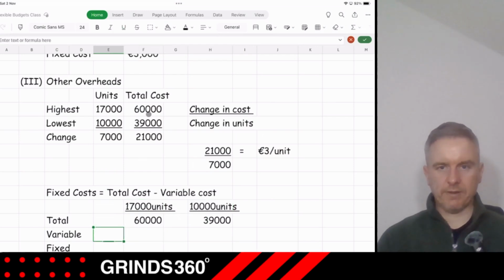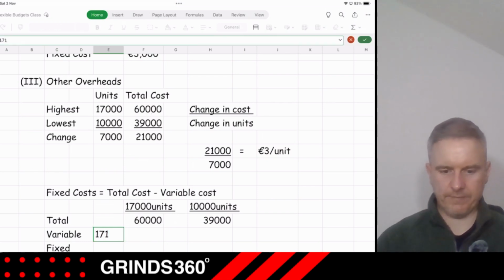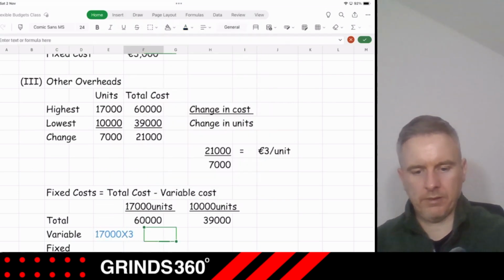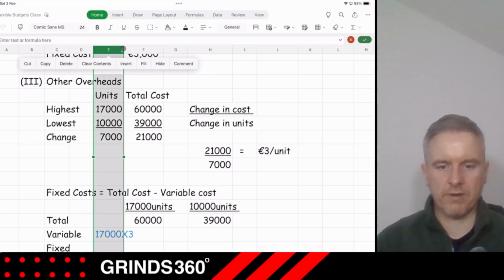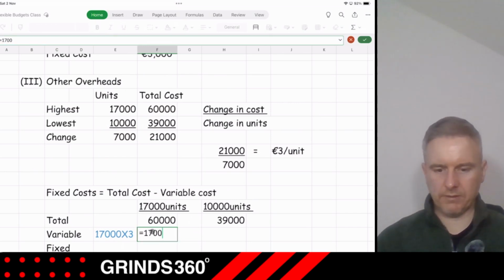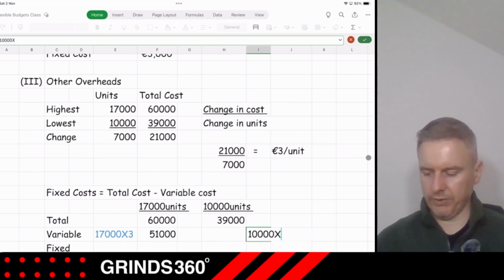How am I going to get the variable then? So what did we do? We multiplied the total number of units, so 17,000 units, by the variable cost per unit, which we had just worked out to be 3. So 17,000, the number of units, multiplied by the variable cost per unit, which I know is 3. So all I'm doing is I'm coming along and I'm saying 17 times 3. So I have it there. How am I going to work it on this part? I'm going to take my total units, 10,000 multiplied by 3.